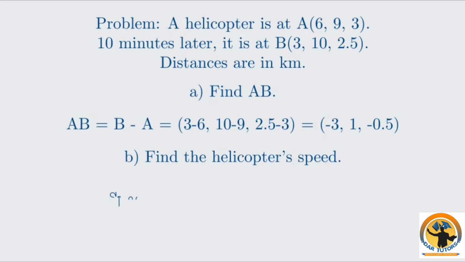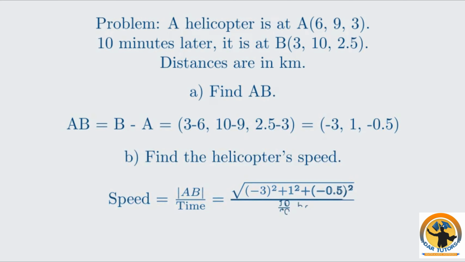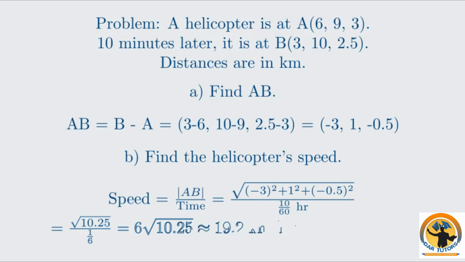Next, we find the helicopter's speed. Speed is the magnitude of the displacement divided by time. The magnitude of AB is the square root of (-3) squared plus 1 squared plus (-0.5) squared, which is the square root of 10.25. The time is 10 minutes or 1/6 of an hour, so the speed is the square root of 10.25 divided by 1/6, which is approximately 1.92 kilometers per minute, or 115.2 kilometers per hour.